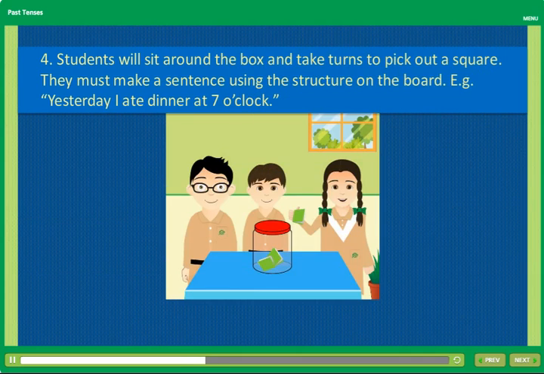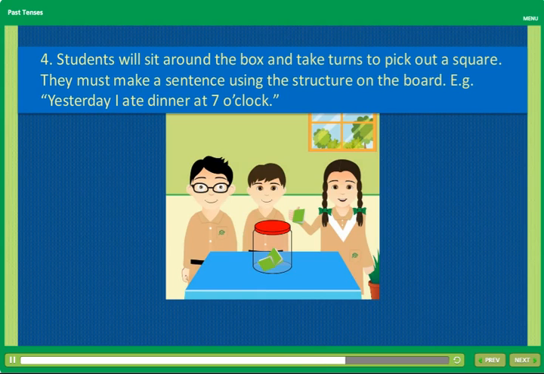Explain to your students that they have to pick out a paper from the box and make a sentence using this structure. Give them a few examples such as, yesterday I ate dinner at 7 o'clock. Yesterday I played with my friends at 4 o'clock. Help students make sentences. Provide them the past tense of verbs when needed.